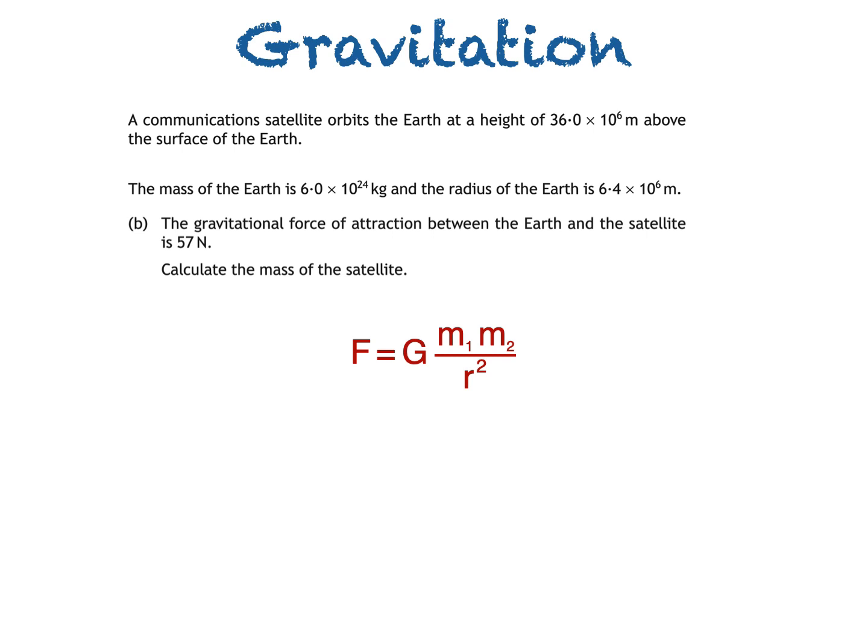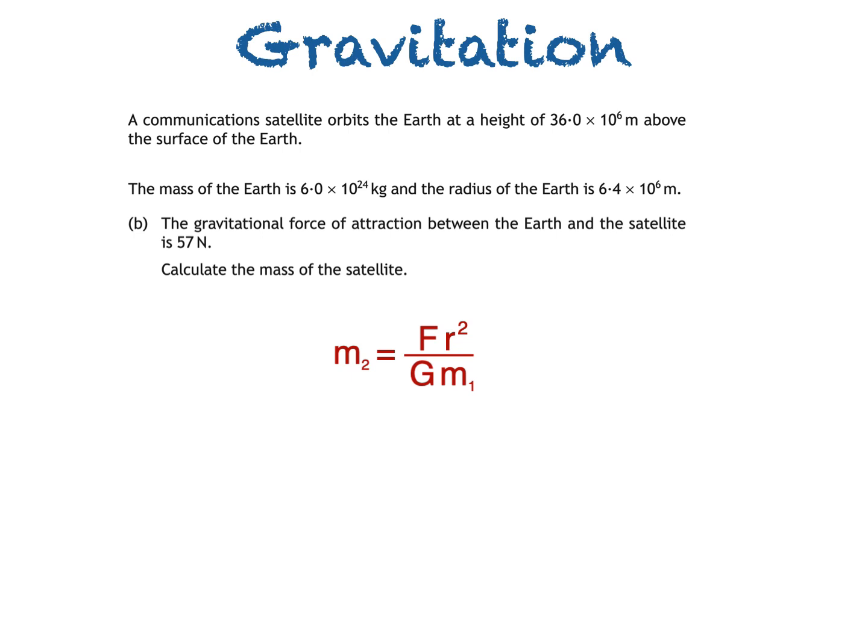And r is the distance from the centre of the Earth to the centre of the satellite, or at least the satellite's centre of mass. Now you can see why we had to work out part A of the question. Now I'm going to make M1 the mass of the Earth and M2 the mass of the satellite. So to calculate mass M2, I could divide both sides by G M1 over r squared, which gives me M2 is equal to F r squared divided by G M1.